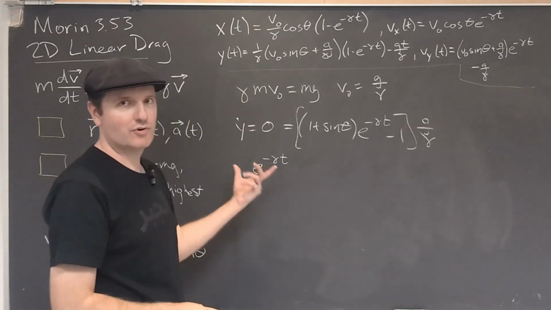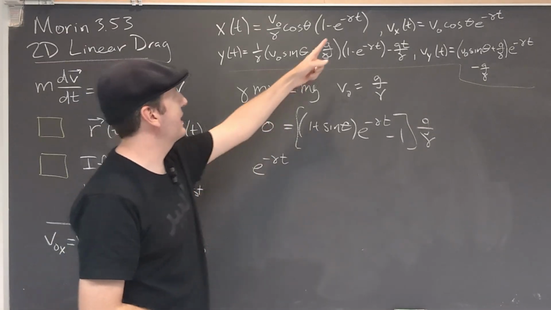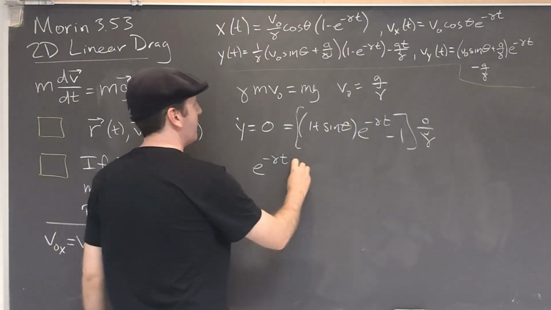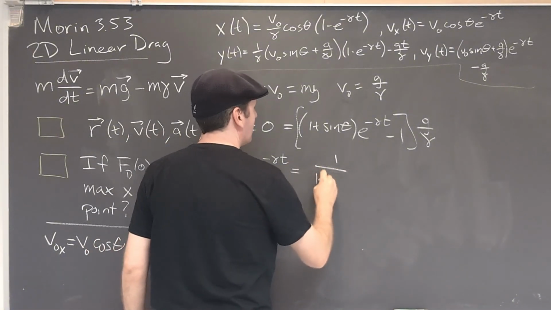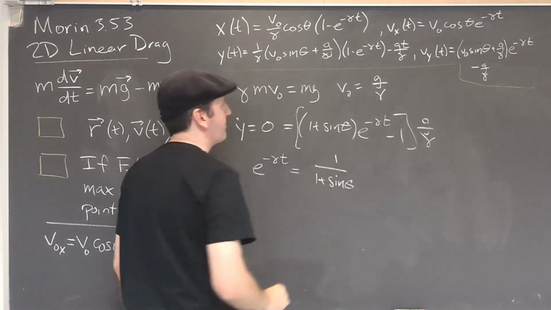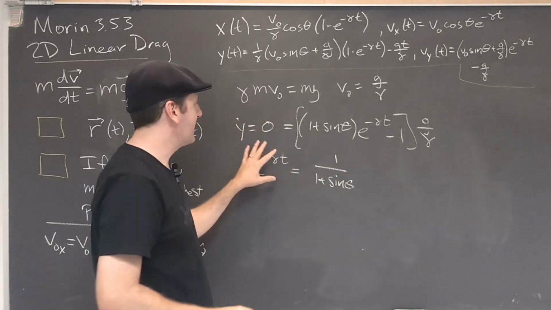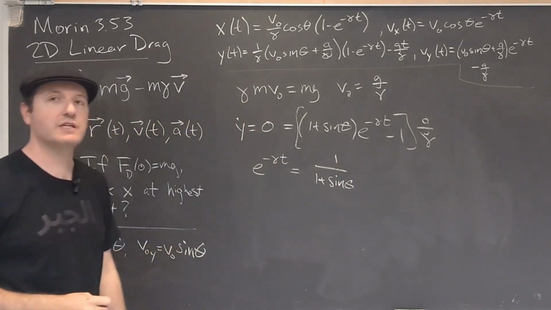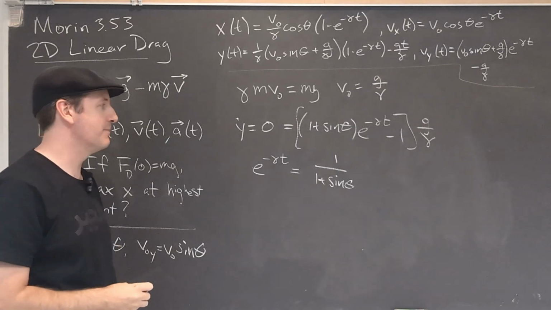And I'm actually not going to solve for all of it. I just want this exponential piece to plug back in here. And that will be what? 1 over 1 plus sine theta. So that's finding kind of the time at which the y component is at its maximum value.